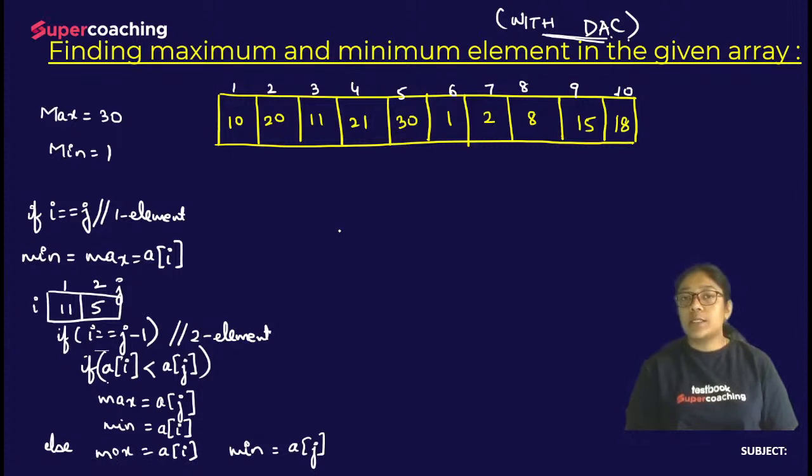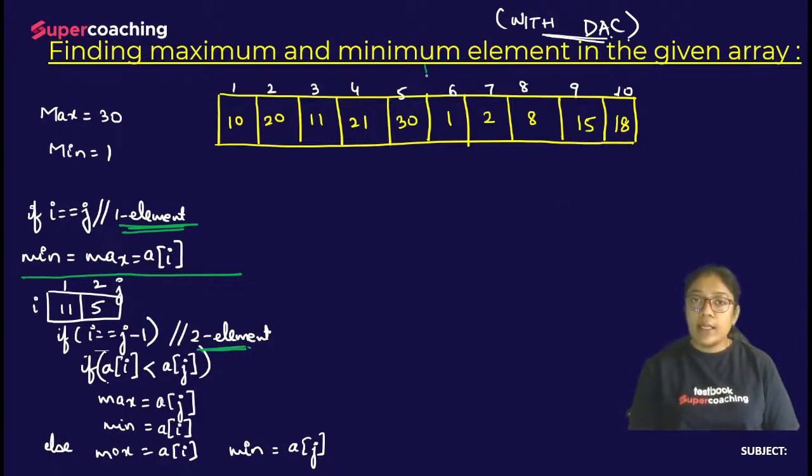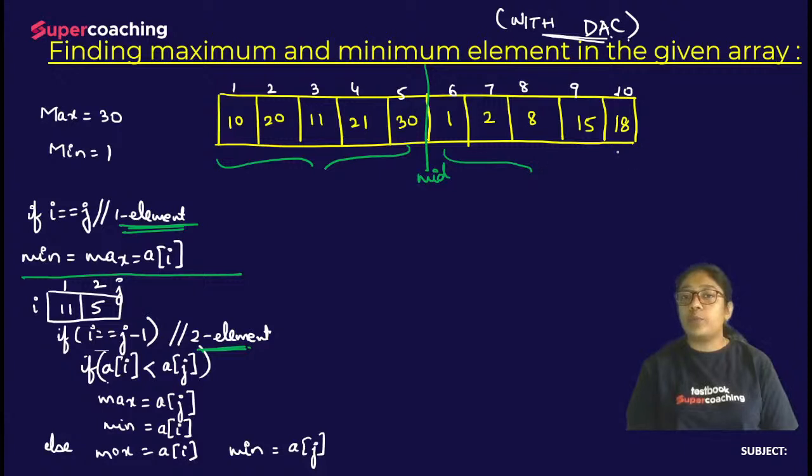If the problem is large, what we'll be doing is we'll be dividing this problem. We have determined the termination conditions, so we are getting here two termination conditions: for one element and for two elements. Now we'll be dividing this problem on the basis of the mid. We need to find out the minimum and the maximum element in the first half of the problem, and in the second half of the problem.